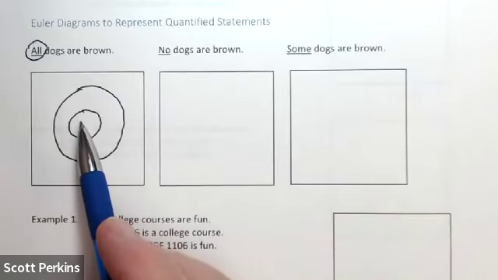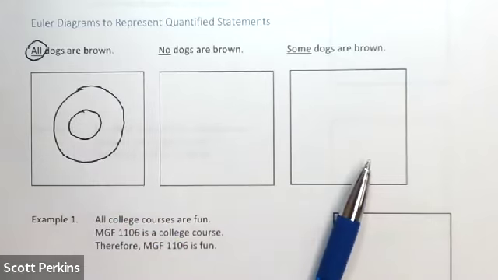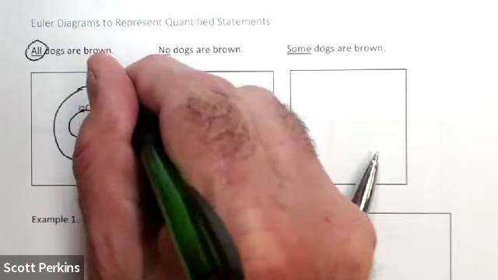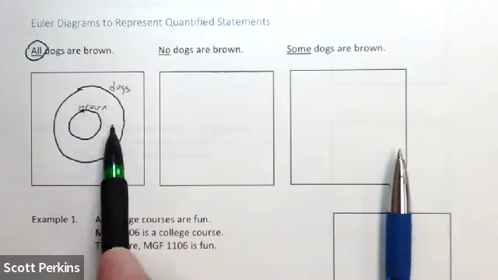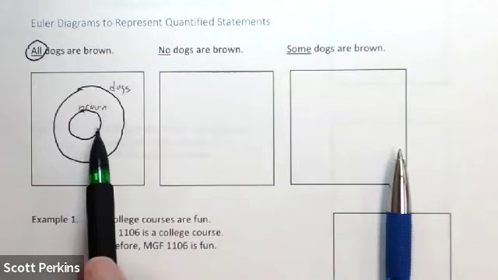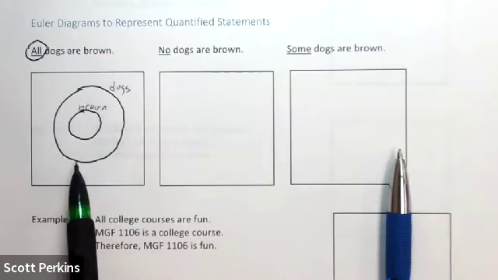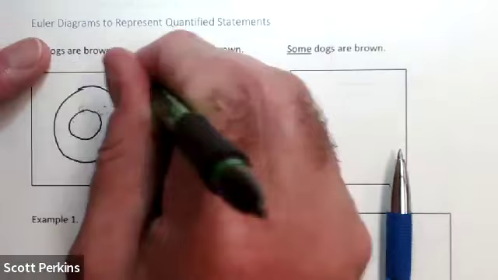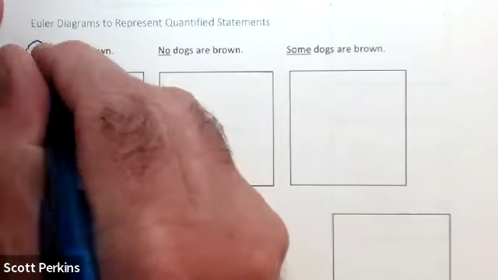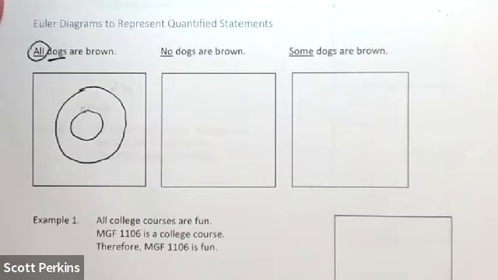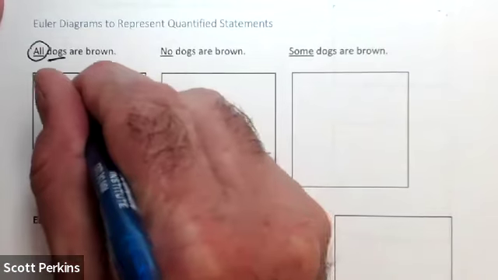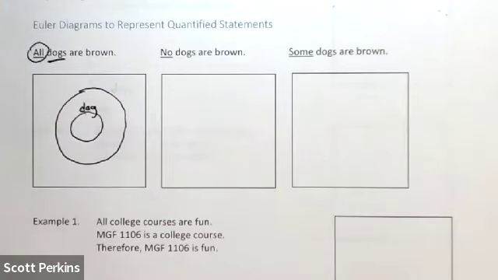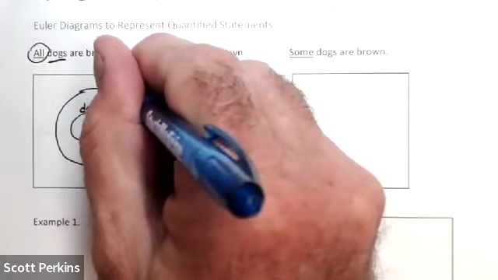Okay, so brown, if I put brown as the small circle, I'm going to do this in pencil, so don't write this down. If I made brown the small circle and then made dogs the bigger circle, what would this part out here of the dog circle represent? Yeah, that would represent white dogs and black dogs and red dogs and all the other color dogs there can possibly be. So because of that, when I have an all statement, whatever word comes immediately after the all is going to be the smaller circle. So all dogs. Every single dog that I can possibly find is going to be in the circle of brown things.